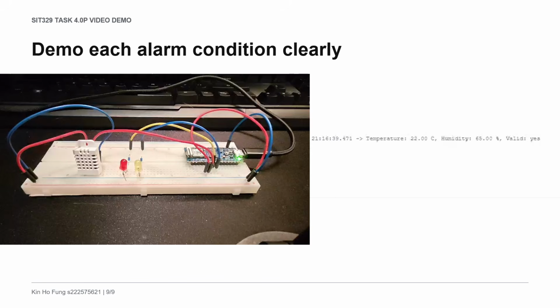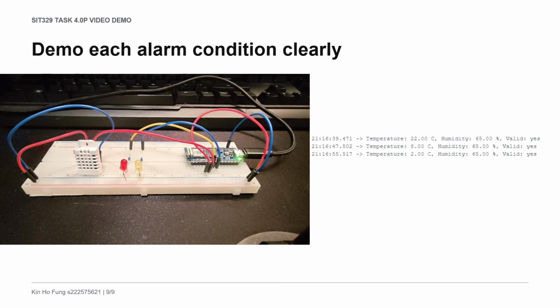For the first scenario, it's normal conditions, so both LEDs should be off. When the temperature is 8 degrees, LED 1 blinks at 1 Hz. When the temperature is 2 degrees, LED 1 blinks faster at 10 Hz.